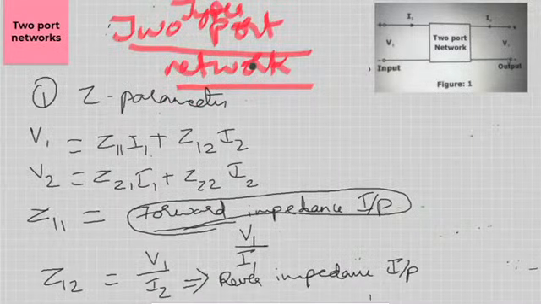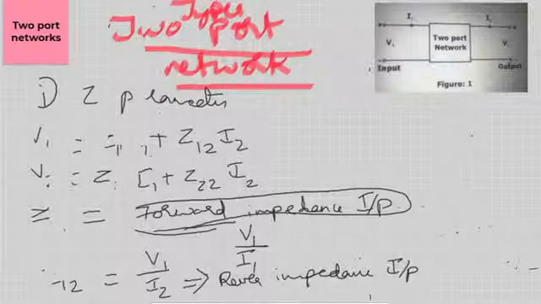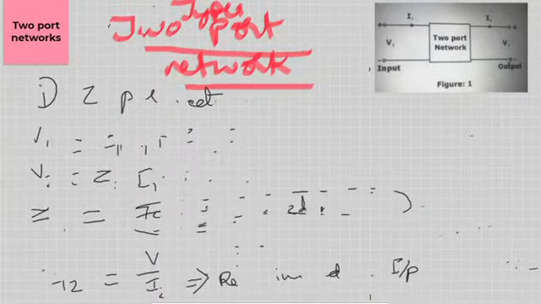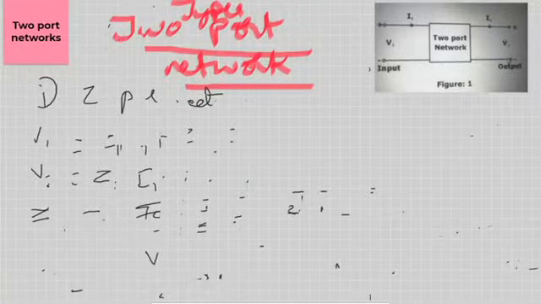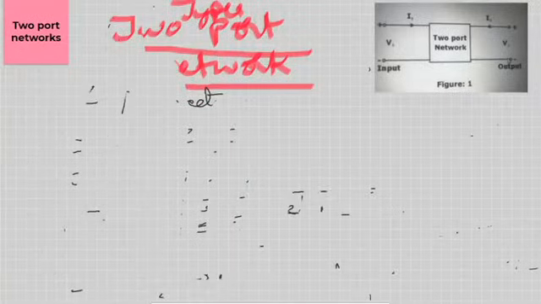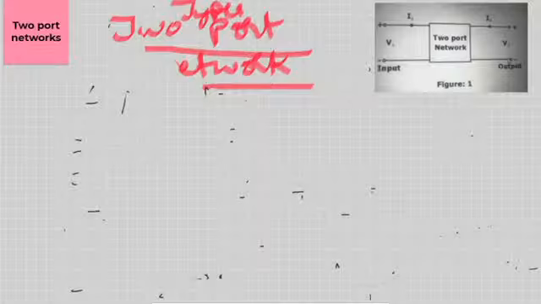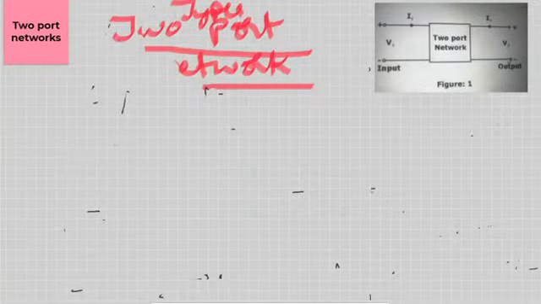So when you focus on the terminology, then you can easily arrive at the solution. So let's go to the next type of two-port networks. Next type is Y parameter.